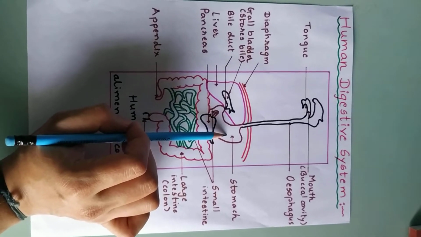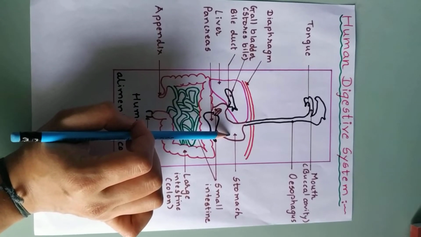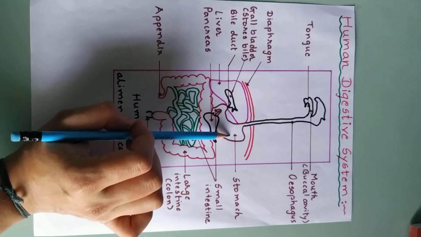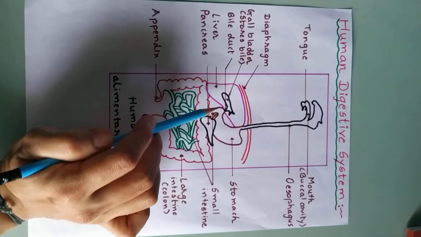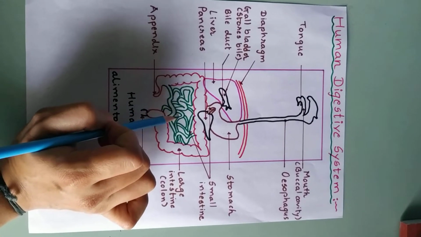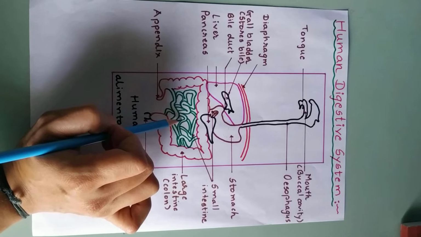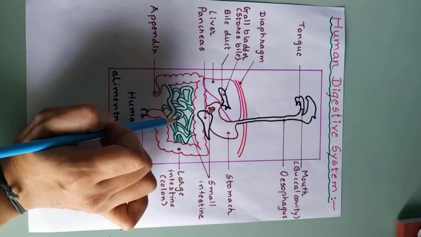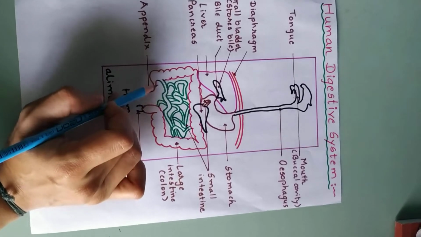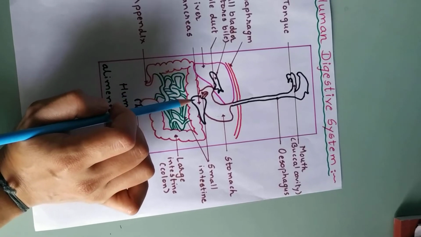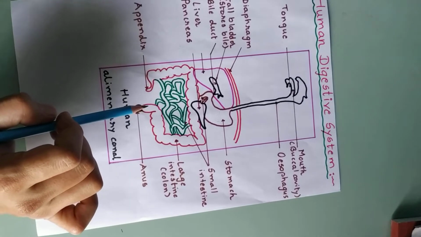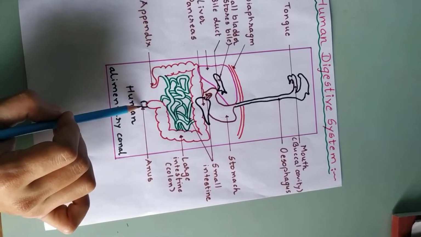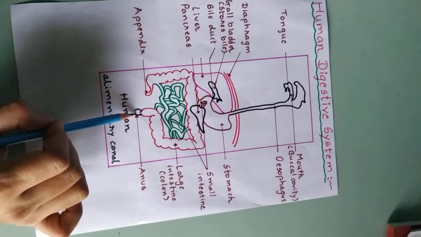From the stomach, food remains for 3 hours. After that, food enters your small intestine. After this, it enters the large intestine. And after that, undigested food moves out. It is excreted outside of the body.